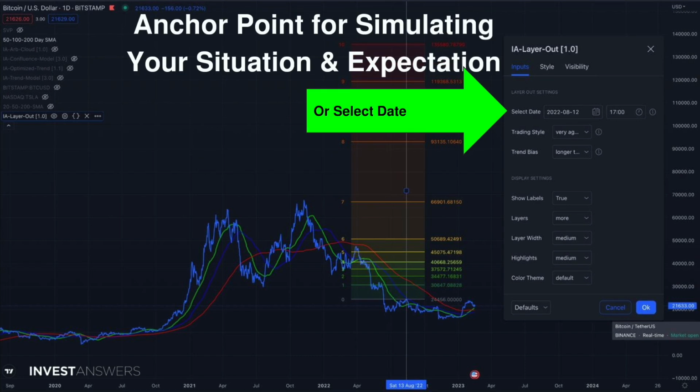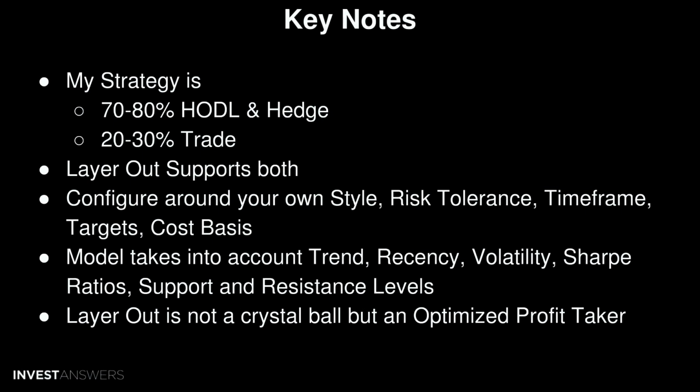Let's talk about how you can drag the anchor. You can drag the little blue button, or you can actually manually enter the date itself. You just hit the cog on the indicator and you go into all the settings. It's very important to get familiar with those settings. You can see here you've got your select your date, your trading style, your trend bias, the labels, the width, the color schemes, whether you want them bright or highlighted, how wide you want them to be, as well as how many layers. All of that is in there, kept as simple as possible while keeping it very powerful at the same time. Now, a couple of keynotes.